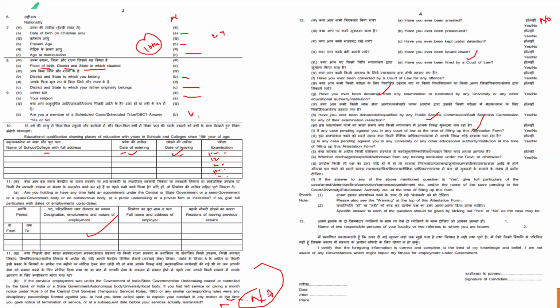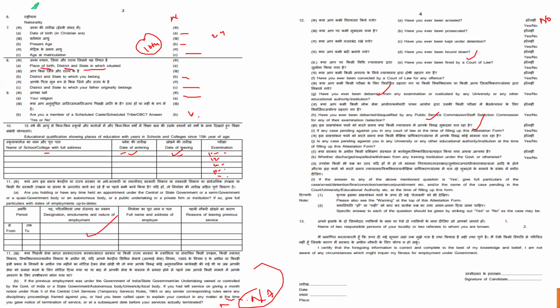Is any case pending against you in any university or any other educational authority? That's the thing. Whether discharged or expelled, withdrawn from a training institution under the government or otherwise. Let us take someone was in, for example, the armed forces. If you faced some problem, let us take a medical problem or any issue, and you were discharged, then you should write it. These are all rare things. Okay, then, if the answer to any of the above-mentioned questions is yes, give full particulars of the case, arrest, detail. So, if anything is yes, then you should give the detail.